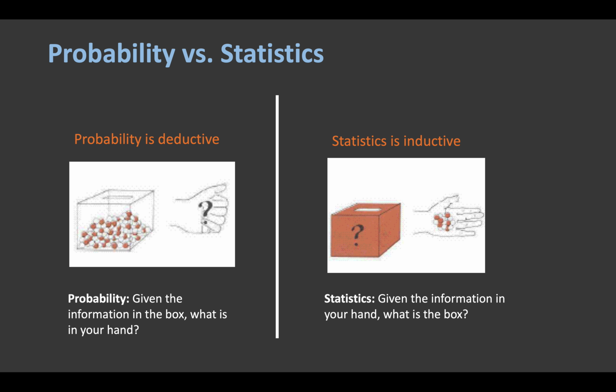So here, you saw these two figures many times before, but here are the differences. Probability is deductive, basically meaning that given the information in the box, what is in your hand. But statistics is inductive, basically given the information in your hand, what is in the box. That's quite different, right?